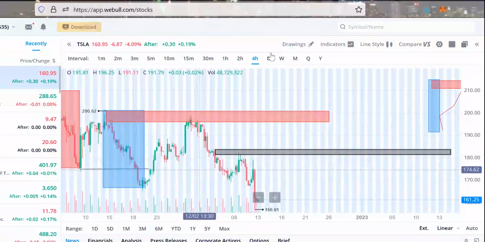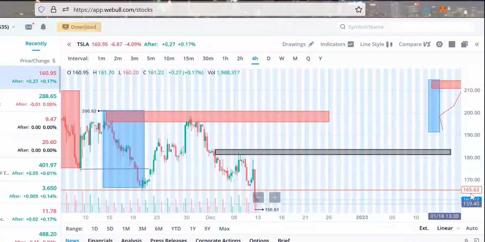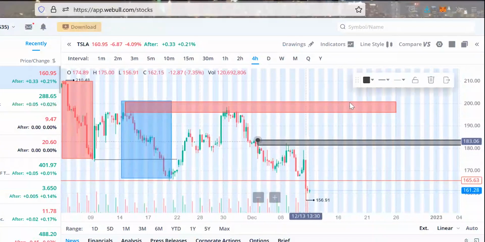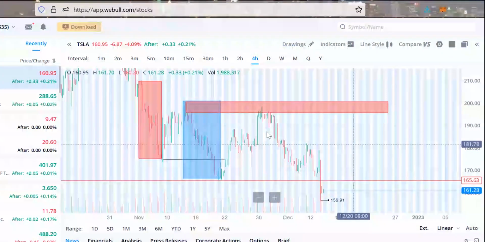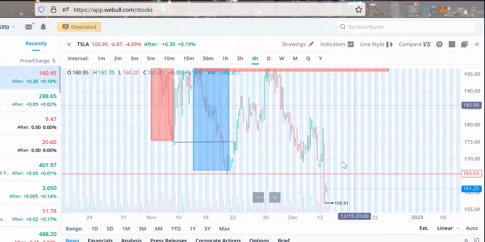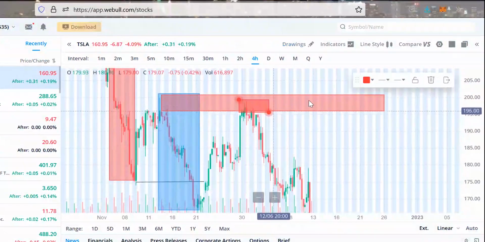So our target is a liquidation of this low, right? This wick that he made right here, this 165.63. We could take this out. 165.63, right? So what happened here? Did we get that move? Yes, it happened perfectly. However, we are not done.